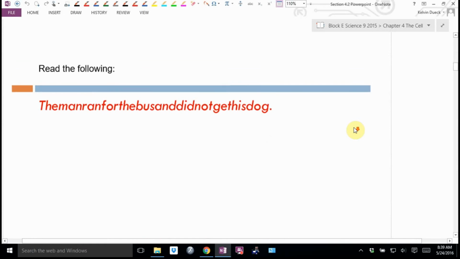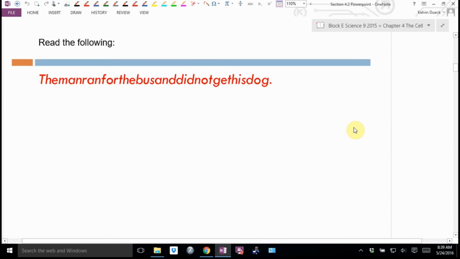So let's talk about mutations. Hannah, could you read that sentence there? A man ran for the bus and did not get his dog. It's a bit of a nonsense sentence, but I made sure it's made up of 3-letter words. The reason is your DNA comes in 3-letter chunks. Now there are 4 base pairs, A, G, C, and T, but your proteins are read 3 of those codes at a time. So here is a sentence. The man ran for the bus and did not get his dog.